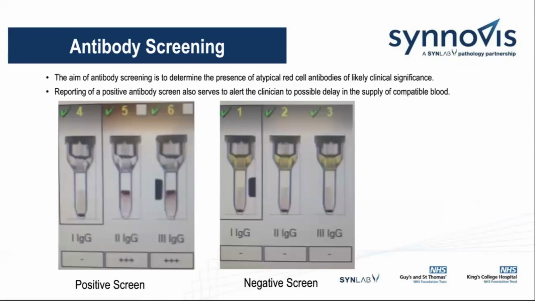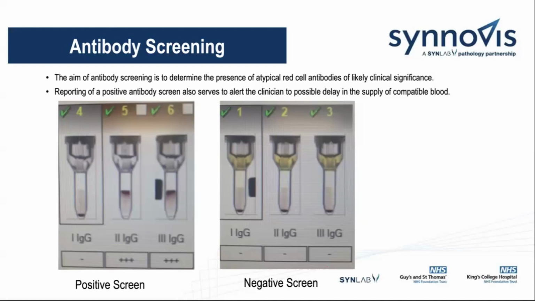So I've got an example here of a positive and negative antibody screen. The aim of the antibody screen is to determine the presence of atypical red cells of likely clinical significance. We want to be able to report this as it serves as an alert to the clinician that there might be a delay in the supply of compatible blood. So we screen everyone and then we would do further investigation on those screens that are positive.